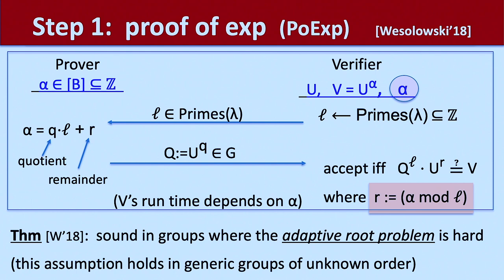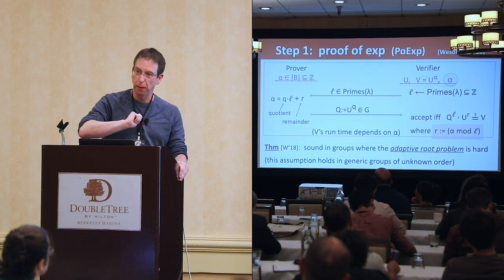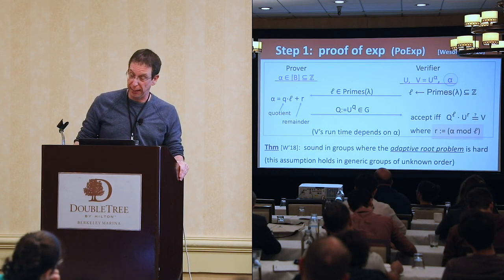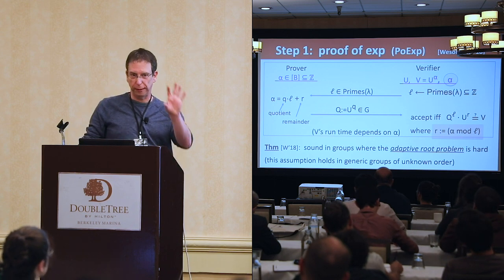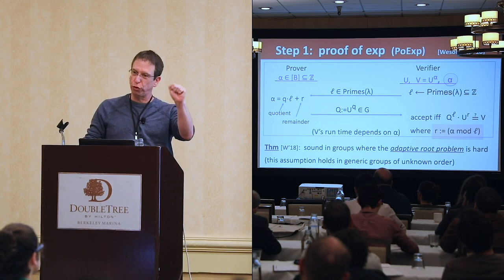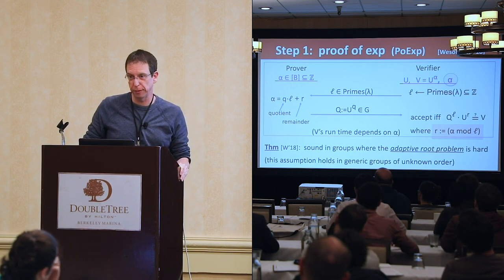Adaptive root is very similar to strong RSA. It's a brother or sister of strong RSA. Essentially, the adversary outputs an element, he's given a random L, and he has to produce an Lth root of that element. It's adaptive root because which root you're asked to compute is chosen by the verifier after you committed to the group element.